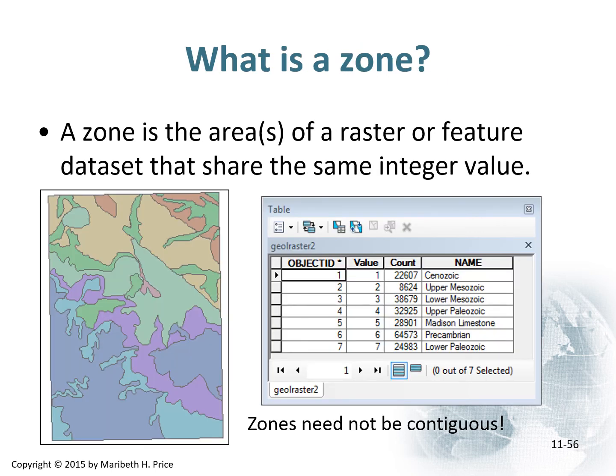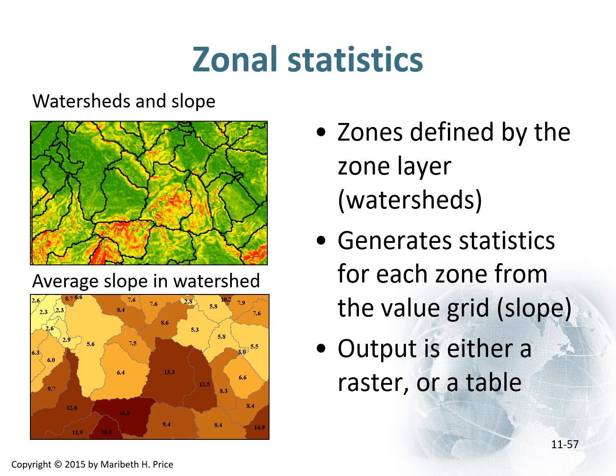So what is a zone? Areas that have a raster or feature data set that share the same integer values. Yeah, that's one way of looking at it. Zonal statistics. The zones are defined by the zone layer. In this example, we're using watersheds. And the statistics we want is the average slope. Why would you want to know the average slope in a watershed?